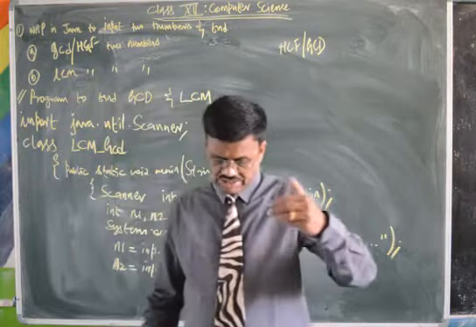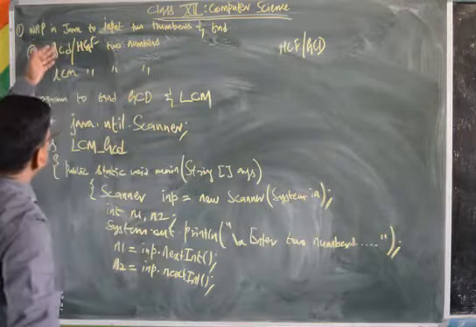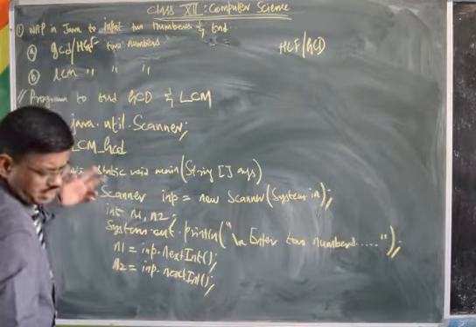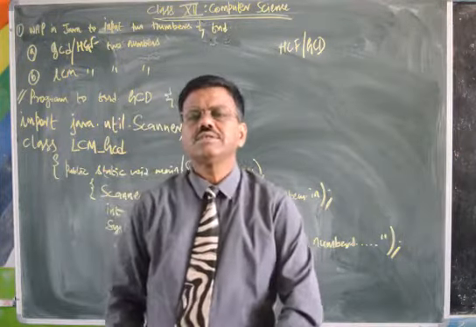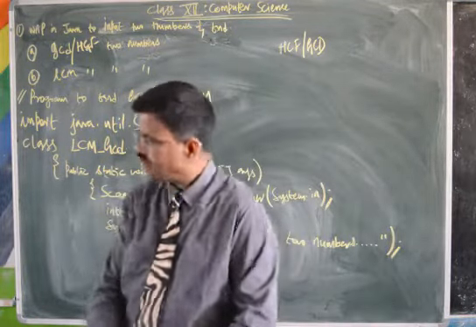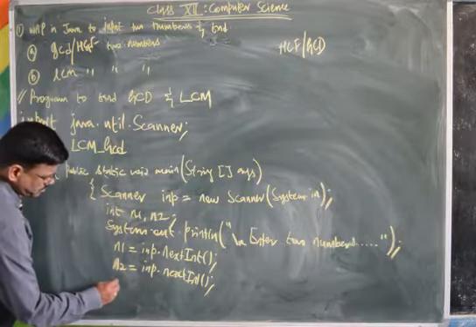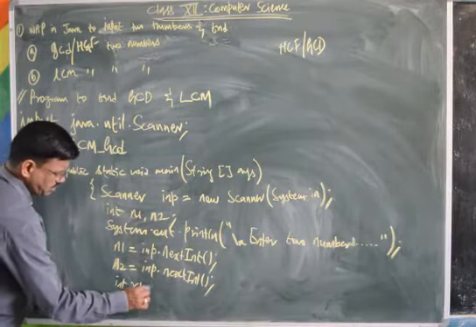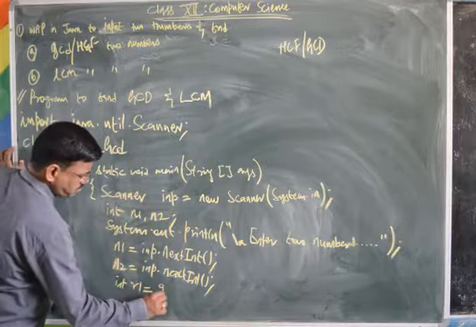These values I send across to a method called GCD or HCF, where it finds the greatest common divisor. It will display the answer, followed by your LCM. Right? So what do I do here? Result 1 is equal to, okay, this is called a method call.